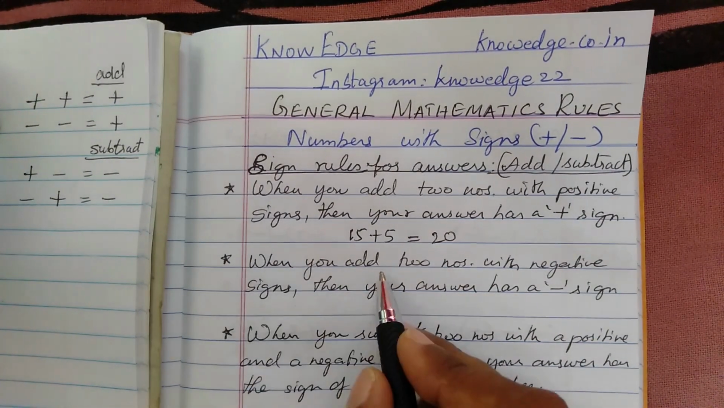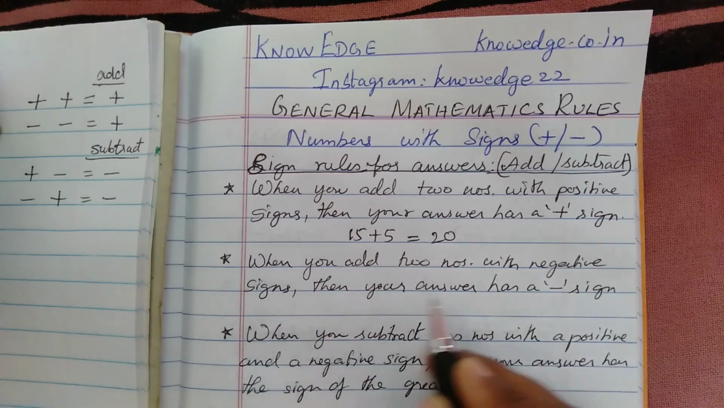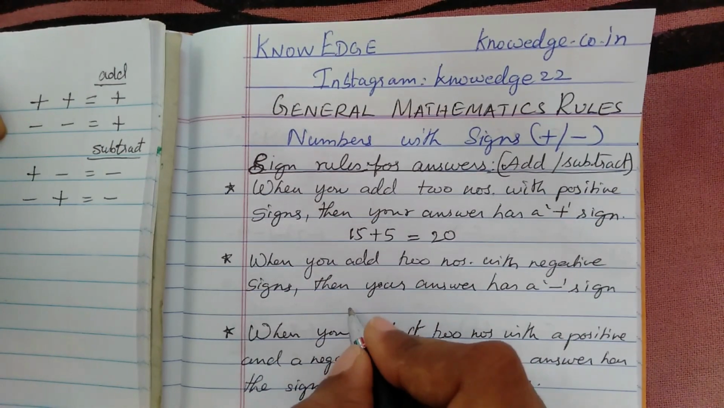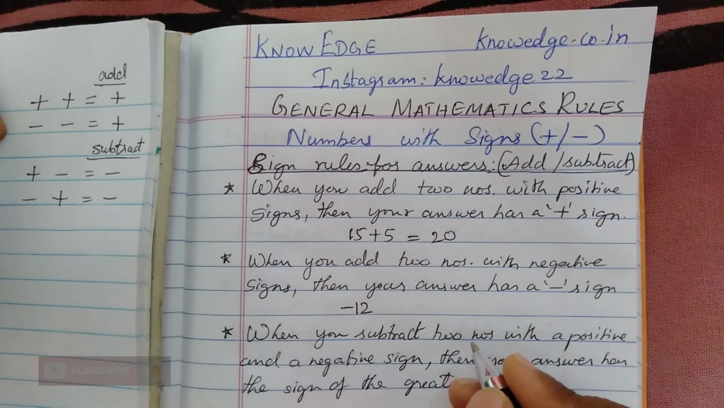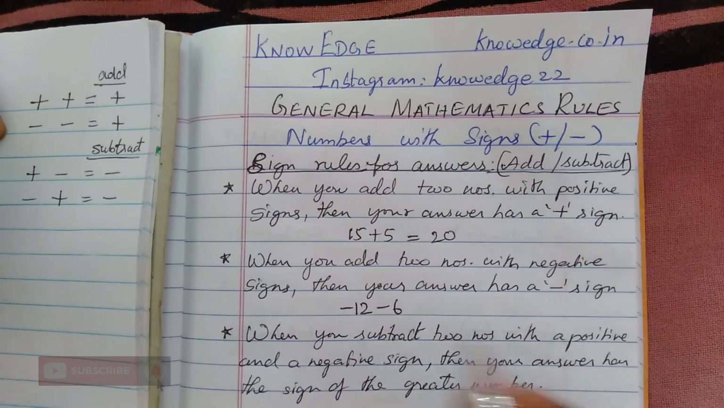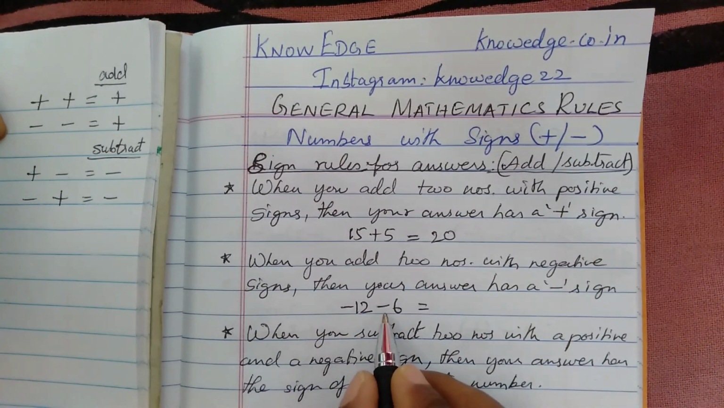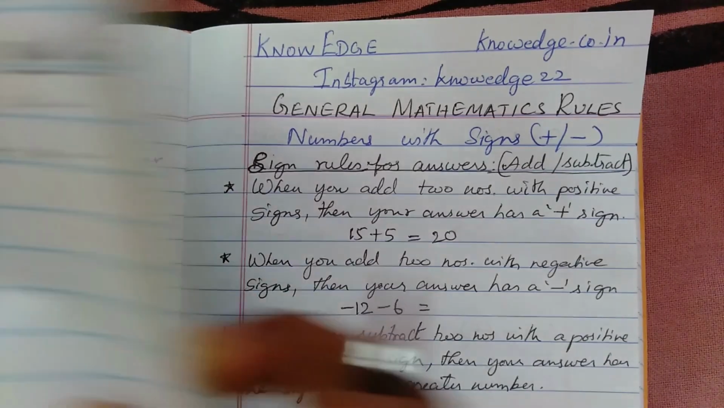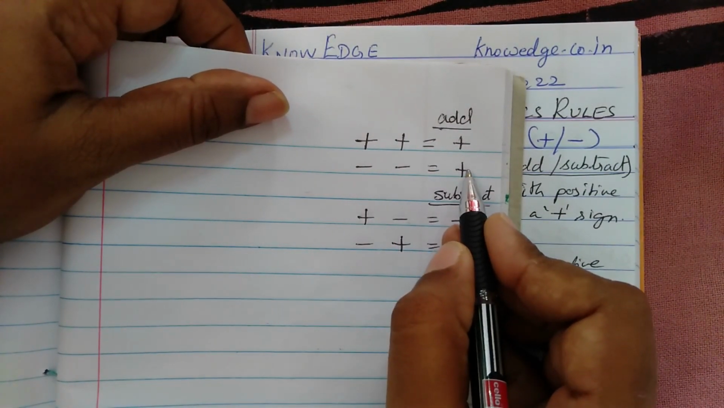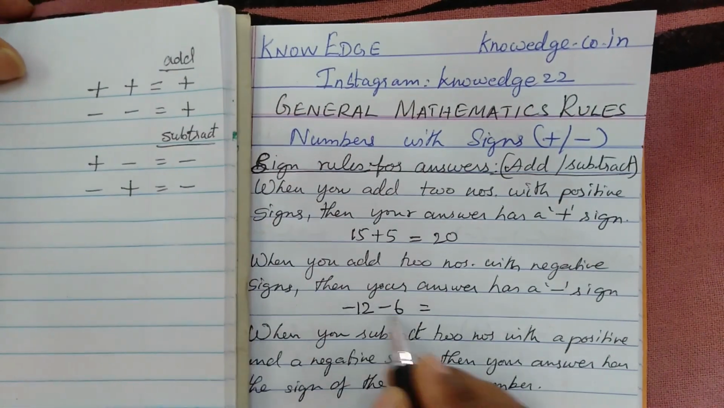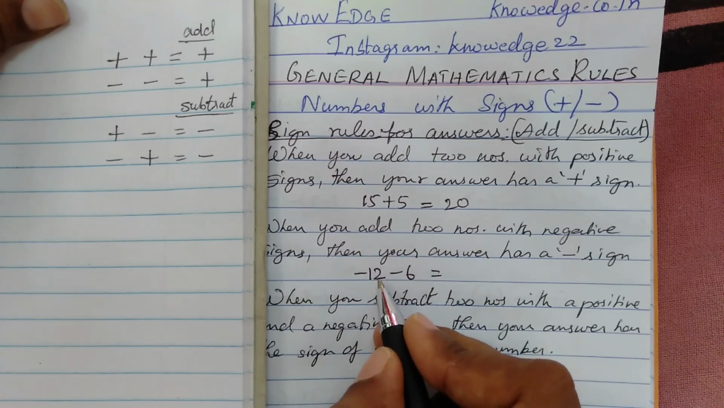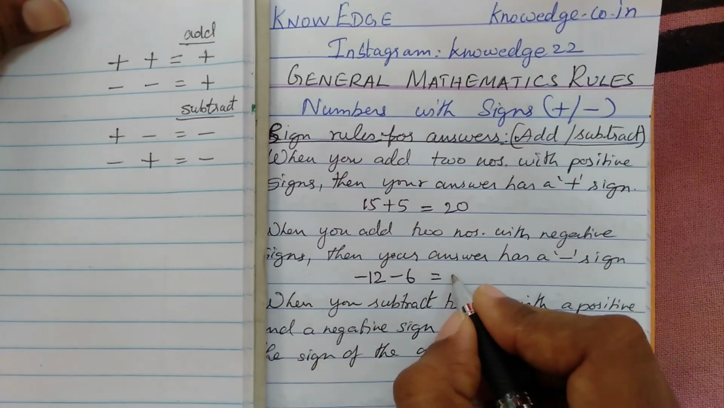Then the next one is, when you add two numbers with negative signs, then your answer has a minus sign. Say for example you have minus 12 and then minus 6. So what will your answer be? You have two minus signs here, and I have told you that when you have two minus signs, you will have to add these numbers to get your answer. So 12 plus 6 is 18.